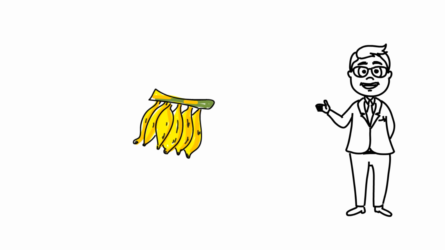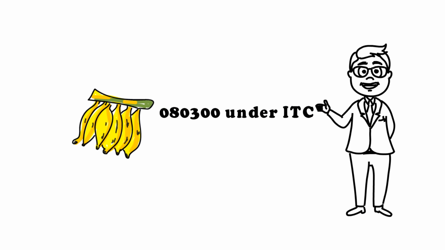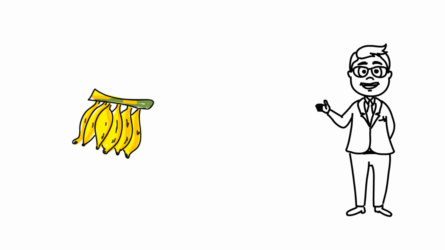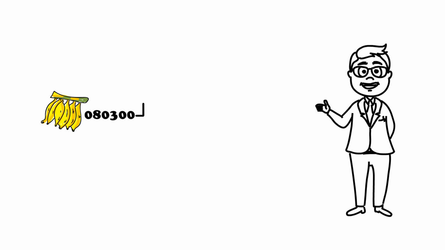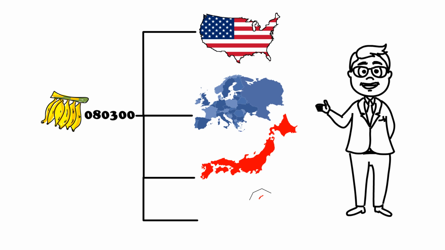So, if bananas are referred to as 080300 under ITC, it would be the same under HS Code as well. Also, 080300 would mean bananas in USA, EU, Japan, China, and most other countries.